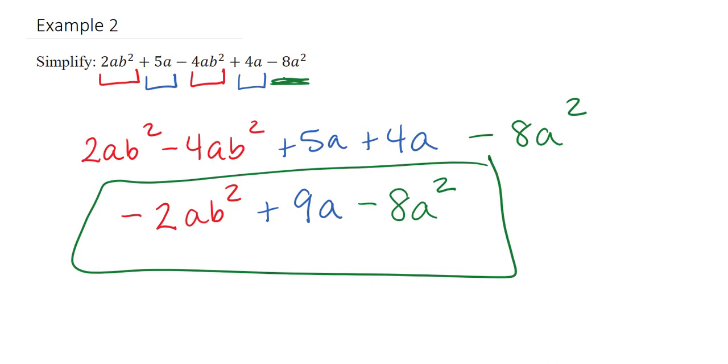Now, when you submit this into WAMAP, you can do it in any order and it will accept it. You could start off with, say, 9a and then go minus 2ab squared minus 8a squared, and that would take your answer. Or you can submit it like this.